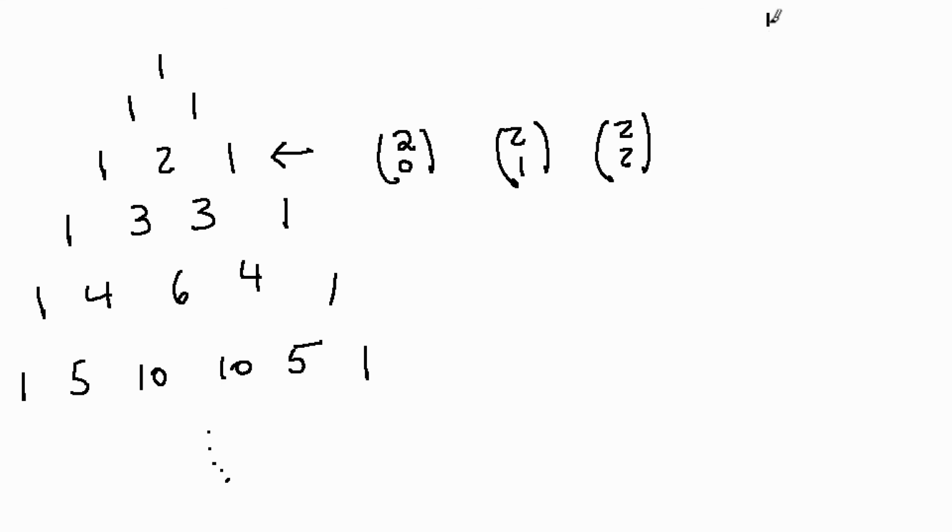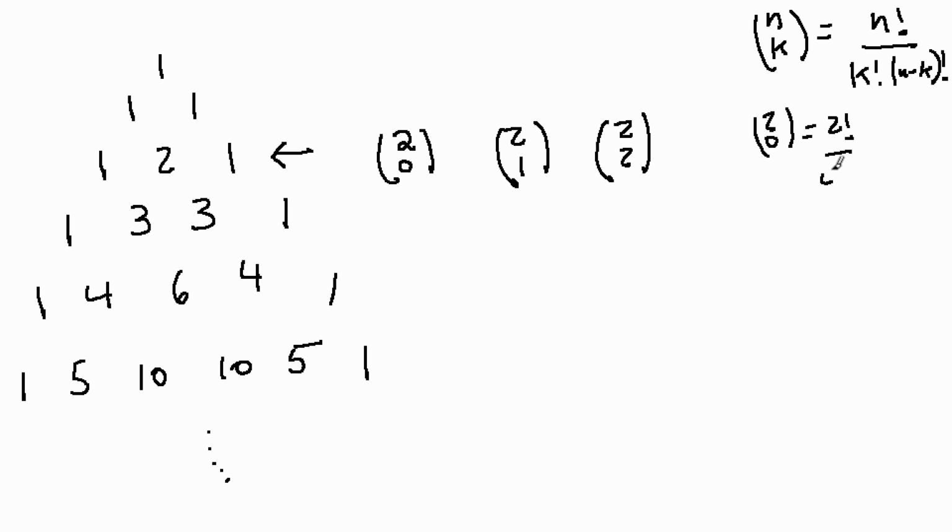Okay, remember that n choose k is equal to n factorial over k factorial times n minus k factorial. Okay, so for example, if I have 2 choose 0, that's equal to 2 factorial over 0 factorial times 2 factorial. Remember, 0 factorial is 1, so this is just equal to 1.